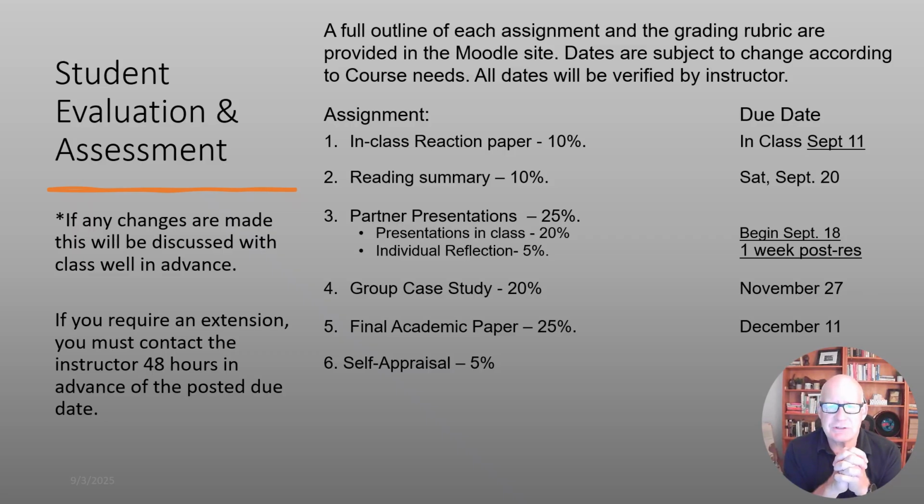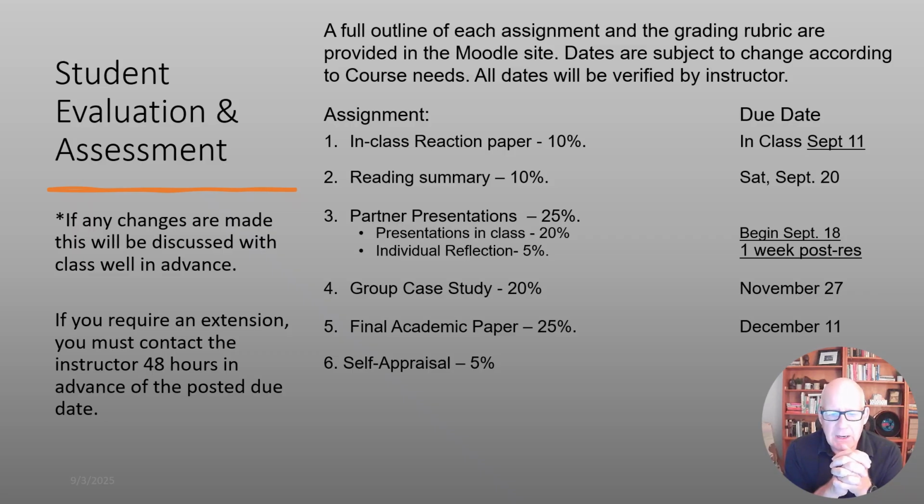Partner presentations. In the past, when I've taught this course, we've had students read an article and then make a presentation to class. There will be an activity like that. I'm still reviewing how I want to organize it, so I will talk about that in class more. But that is something that you'll be doing with another person.